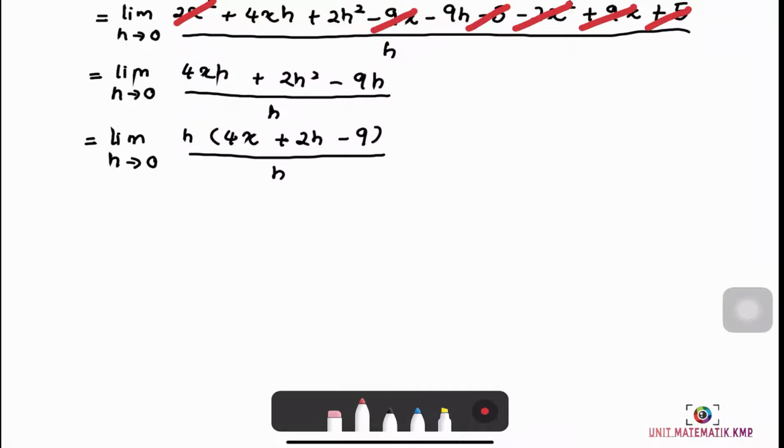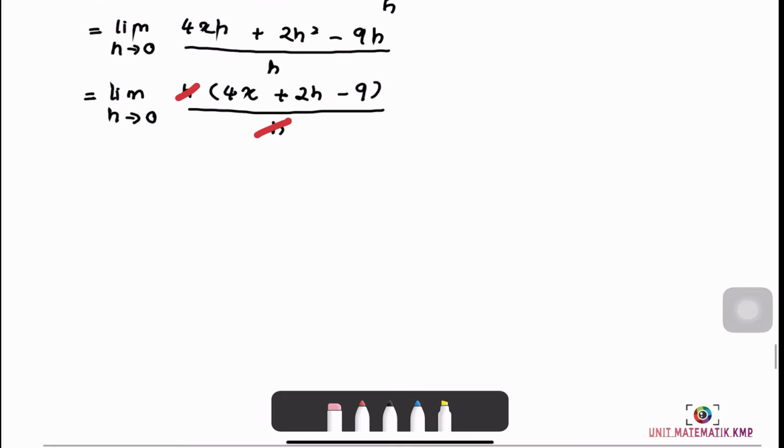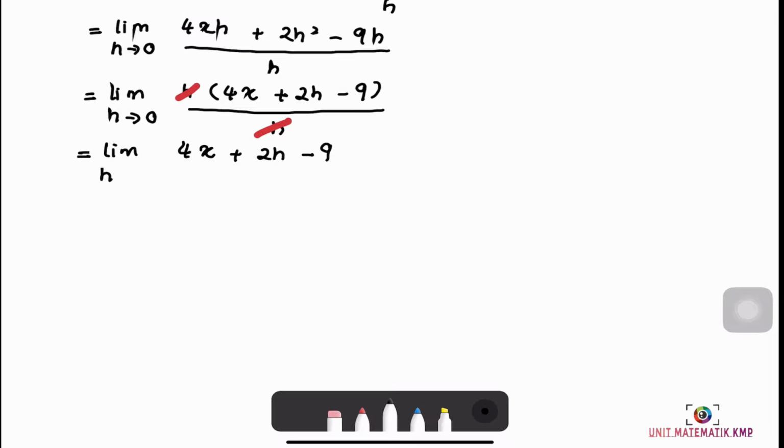So next step, we can cancel this h and this h. We will have the limit of 4x plus 2h minus 9 when h approaches 0. For the final step, we substitute h with 0. So we have 4x plus 2 times 0 minus 9. Therefore our final answer is 4x minus 9.